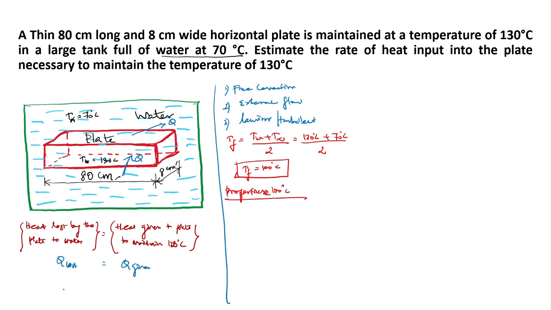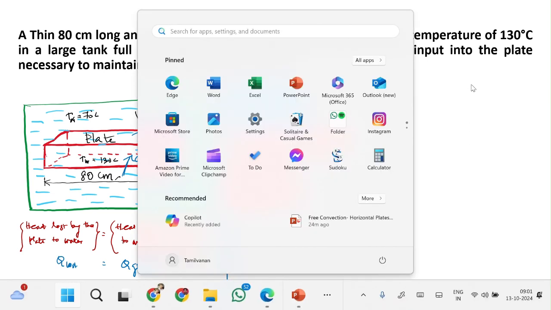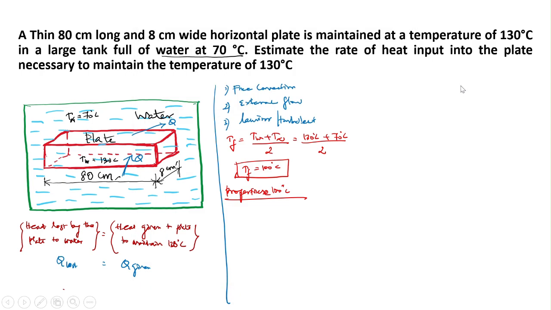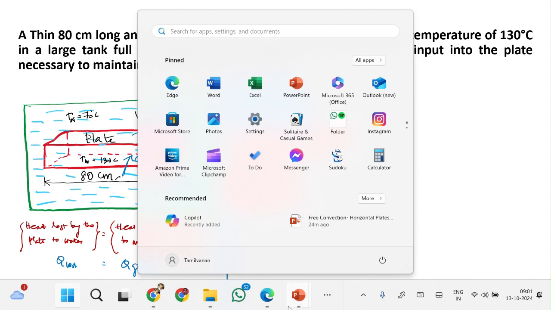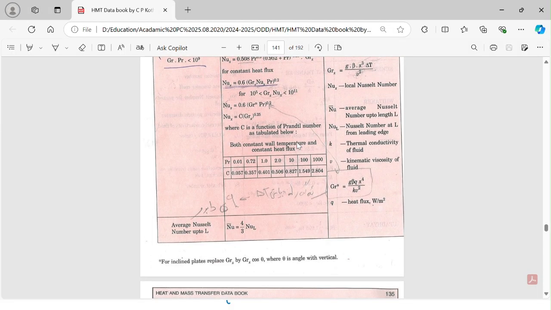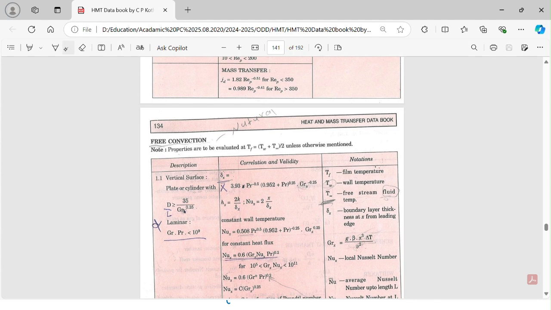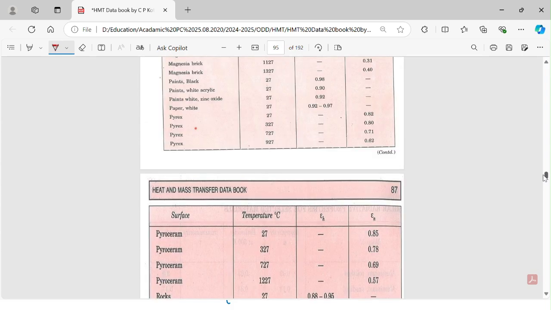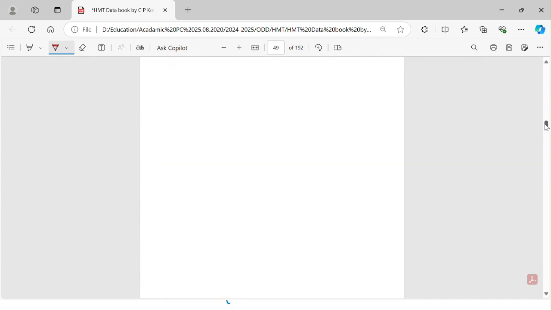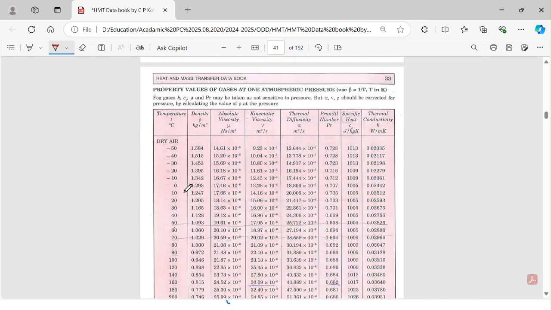Now we move to the properties. Here in the data book for free convection, we clearly know the condition. Here it is the film temperature. Film temperature is equal to wall temperature plus ambient temperature by 2. Now we can find the properties. For the properties we can move to the page number. So this is the property table.